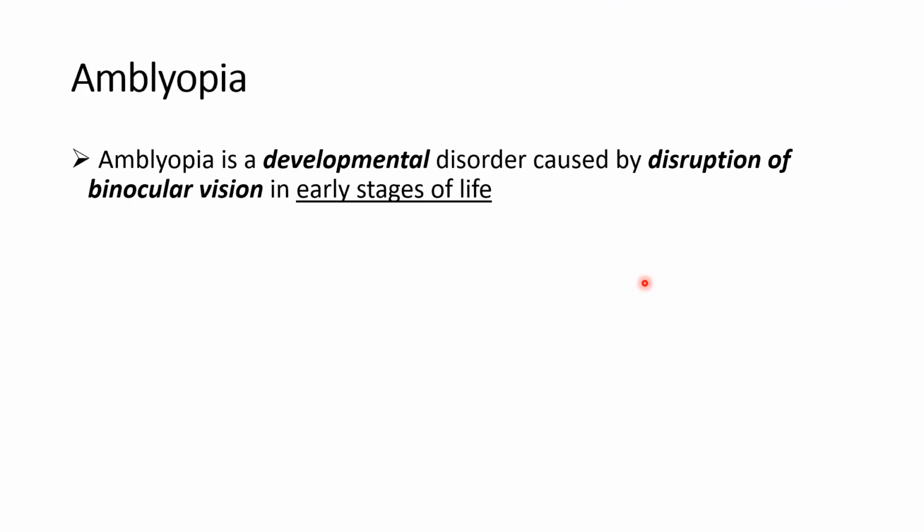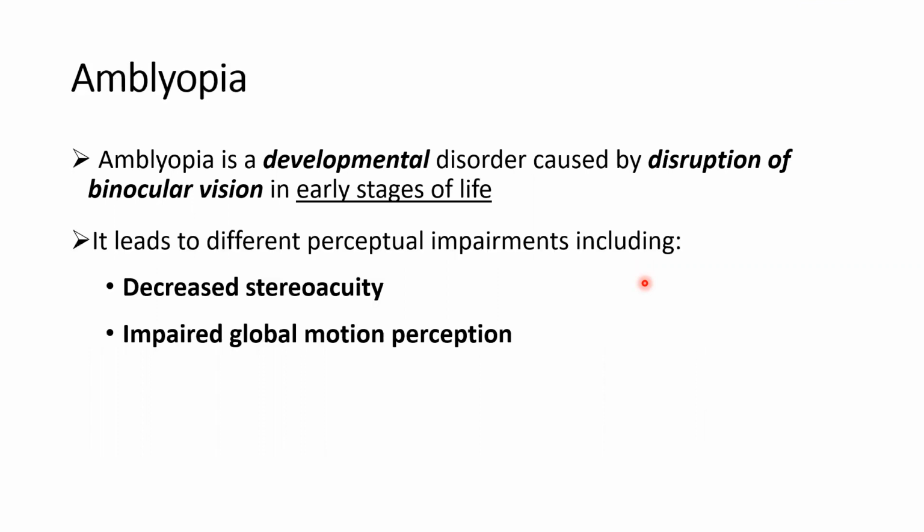As you may know, amblyopia is the number one cause of vision loss in children and young adults. This developmental disorder is caused by disruption of binocular vision in early stages of life. Amblyopic individuals typically show decreased stereo acuity and impaired global motion perception. However, the neuronal deficits underlying these perceptual impairments are still unclear. This is mainly because our access to the brain sites that are involved in stereopsis and motion encoding is generally limited due to their small size compared to the spatial resolution of neuroimaging techniques.